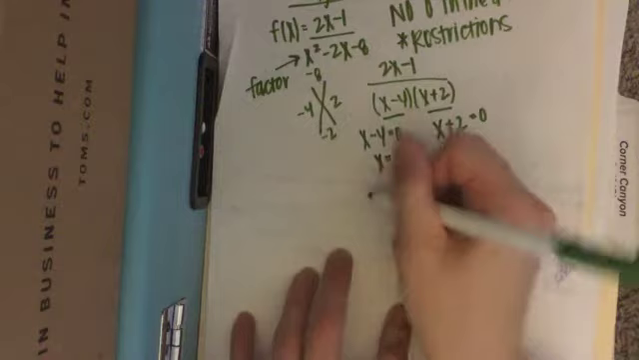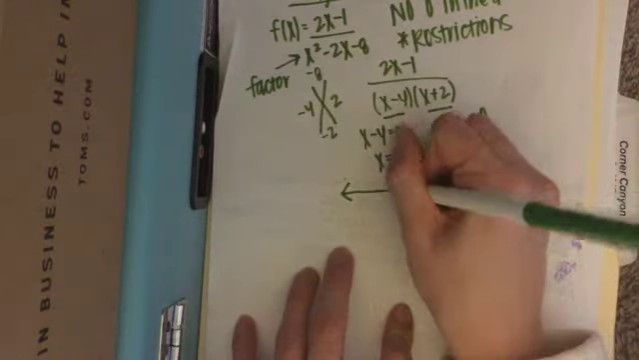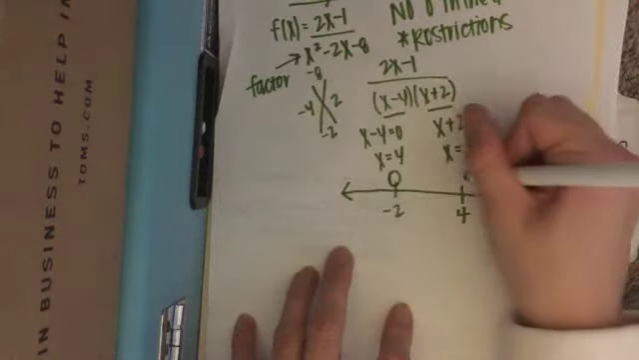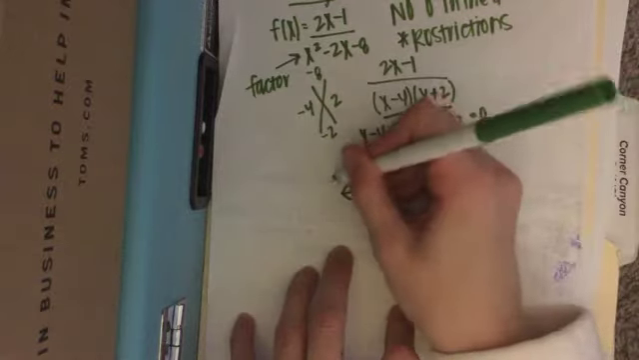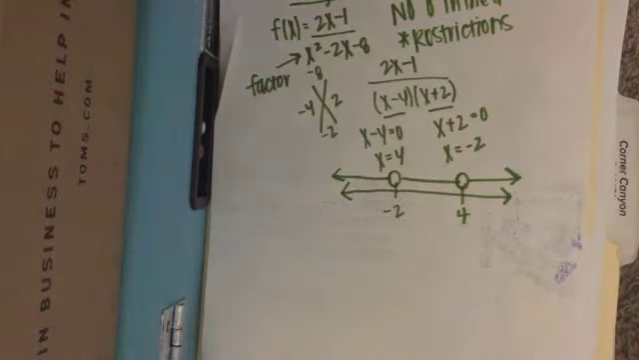Okay, then we can draw our number line here. And I want you to do this every time. So we have negative 2 and we have 4. And I'm going to draw open circles right there. Our domain is everything except for those open circles. Okay, so that goes forever in the left direction until negative 2. And then goes from negative 2 to 4, and then from 4 to infinity.